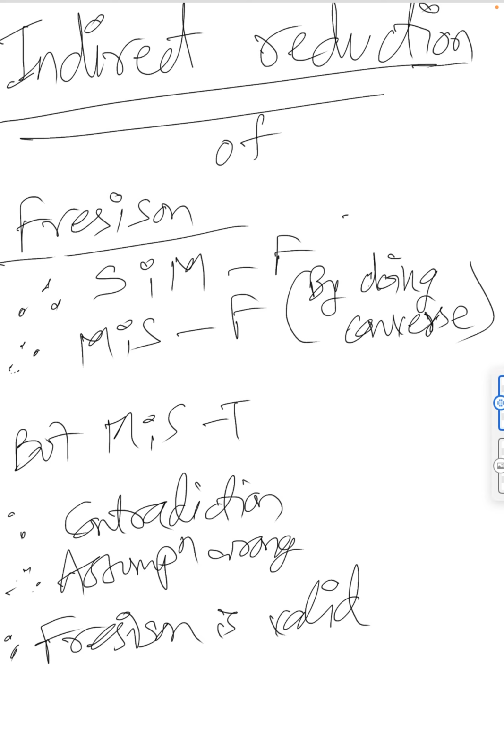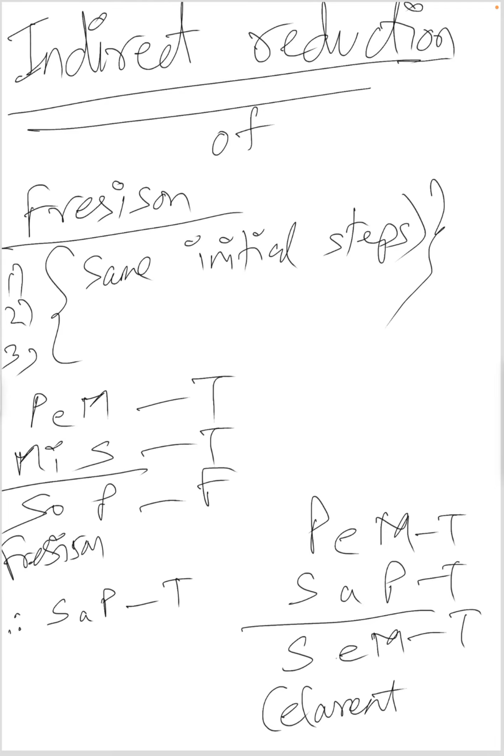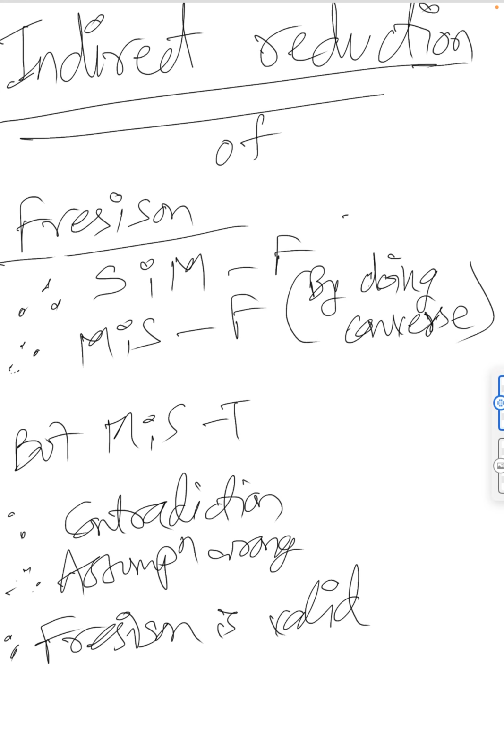Now we apply conversion. In conversion, we interchange the subject and predicate; I remains I. So MIS is false. We got it. So at the start MIS was true, and now it is false. Contradiction. The assumption is wrong. Therefore, Festino is valid. Done.